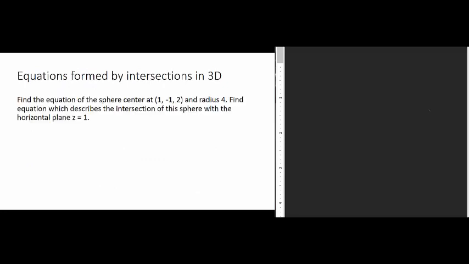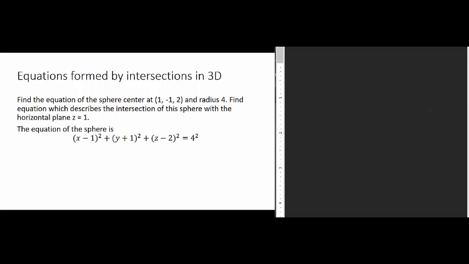All right. Next we see equations formed by intersections in 3 dimension. So we have to find the equation of a sphere centered at (1, -1, 2) and radius 4, and then also we'll find the equation which will be described by the intersection of this sphere with another horizontal plane, say z equals 1. So the equation of the sphere for sure will be this.